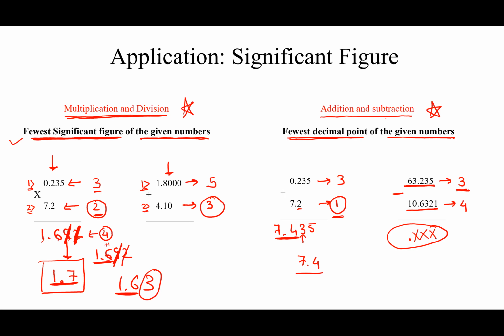Professor, for the division one, so I got 0.43902. So since we need three significant figures, we would write it as 0.439. Yes, three significant figures, so yes. Okay, thank you. No problem.